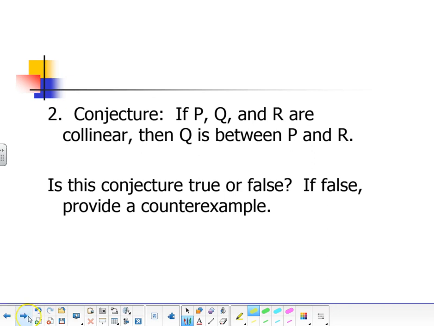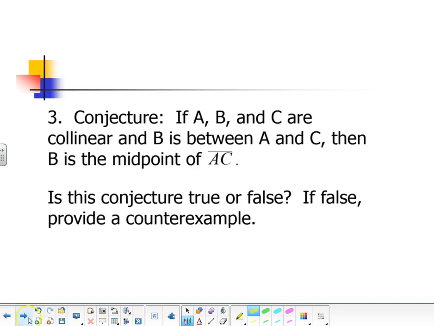So here's another one. If P, Q, and R are collinear, then Q is between P and R. Is this true or false? If false, provide a counterexample. Well, that's false because it doesn't say anything about Q being between P and R. It just says they're collinear. That means on the same line. So therefore, Q is not necessarily between P and R. Okay, Q could be anywhere. It could be, but it also could not be, and that counterexample means it's false.